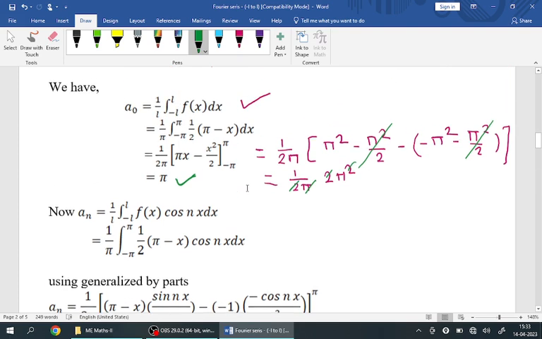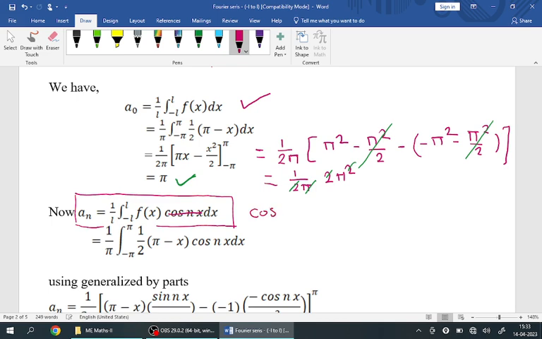Now come to the formula for an. Already I told, make a habit of writing the general formula first. The general formula is here. What is that formula? 1 upon L integration minus L to L fx cos n pi x upon L dx. My mistake. Here it should be, this term should be cos of n pi x upon L dx. Okay, so that should be the term there.